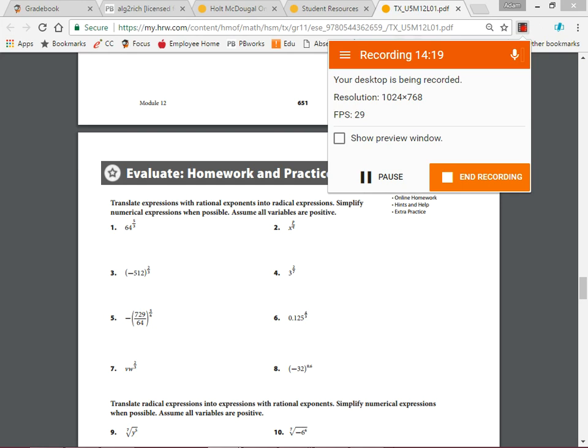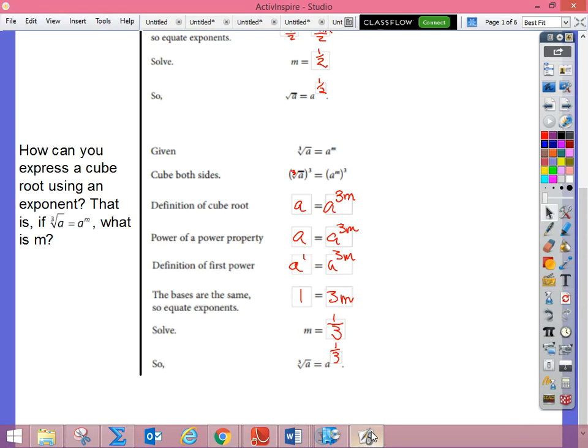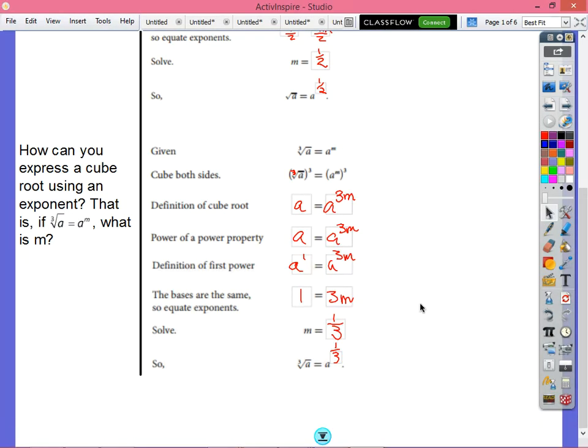Okay. So after completing that next part, we can see that having the cube root of a number is equivalent to raising that number to the 1/3 power. And those things are equivalent. That means they're the same. The cube root and an exponent of 1/3 are the same.